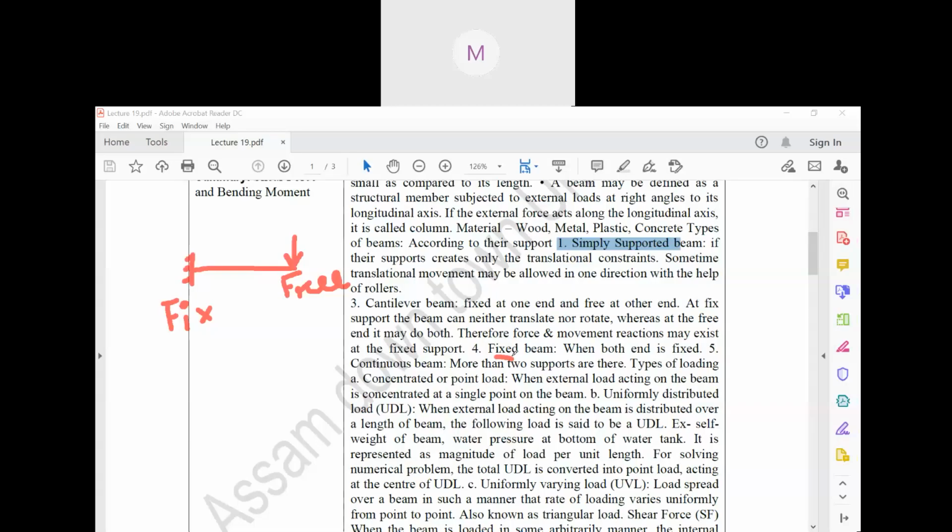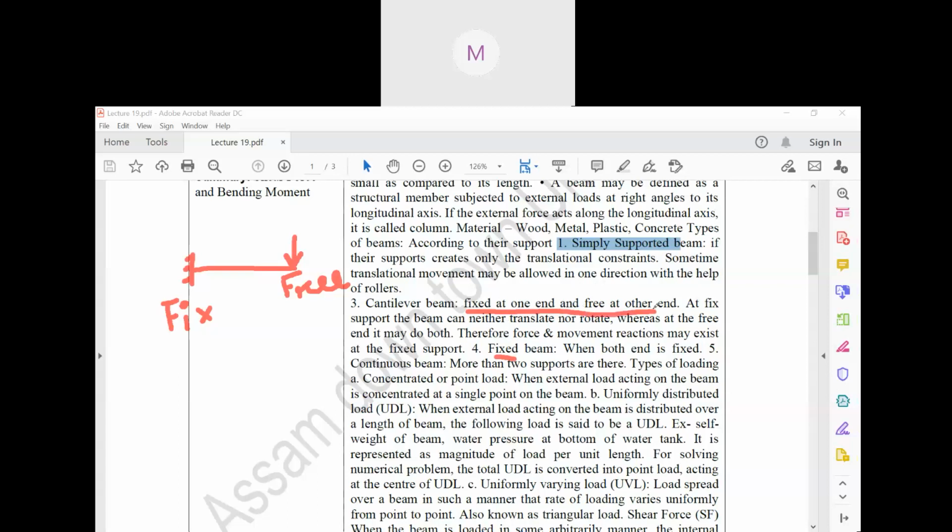For cantilever beams, you can see that sometimes in a roof there are certain overhanging portions. Those portions are supported by cantilever beams. Now the next one is fixed beam. But first, this is the definition of a cantilever beam: it is fixed at one end and free at the other end.